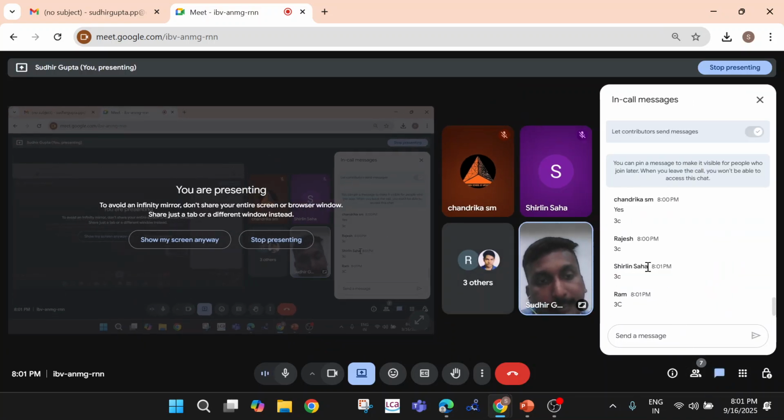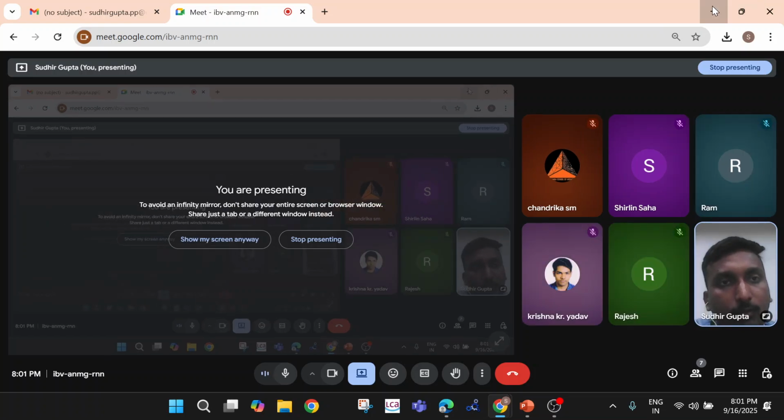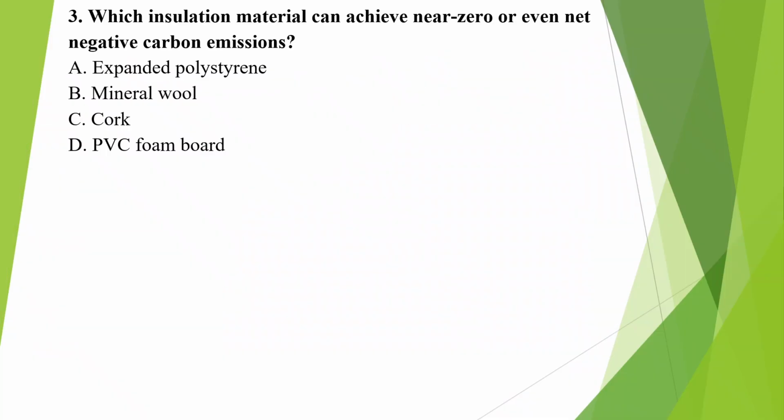So option C has been marked by all of you. As I can see, none of you have a different opinion, and option C is the correct answer for question number 3. That is cork. It has better sequestration capability for carbon, meaning it stores more carbon than it emits during production. So when it emits less carbon than it absorbs, it results in net negative emissions. So option C is the correct answer, and all of your concepts are correct.